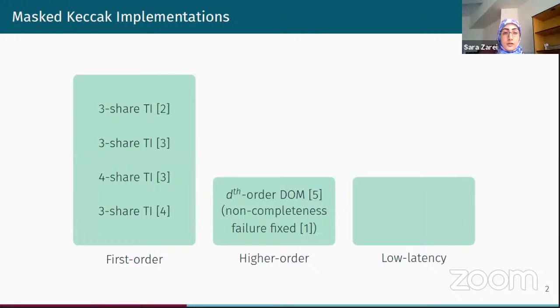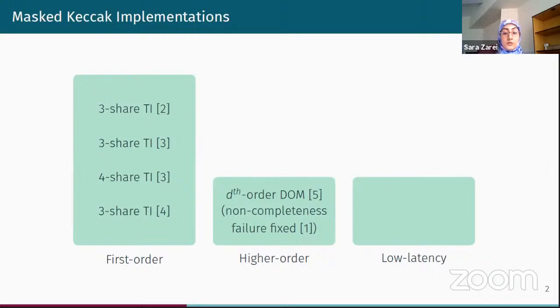Here we have a puzzle-like view of the most significant masked implementations of Keccak, in which I have divided the existing designs into three groups. First, higher order implementations and the low latency ones. This kind of categorization can be a bit inaccurate, since being low latency can be counted as a property of any first or high order implementation, but I have separated these kinds of designs into their own individual group just to investigate and study them more closely.